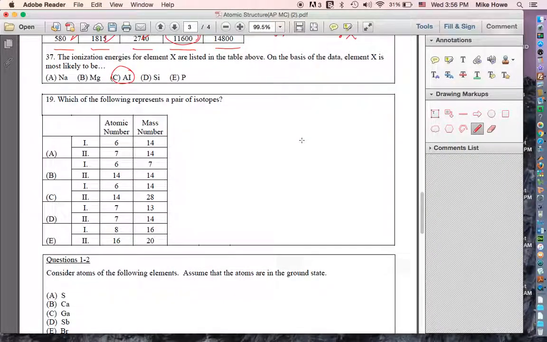Okay, now down here, which one represents a pair of isotopes? Isotopes have to have different numbers of neutrons. So let's just define those. Same element, but different neutrons. All right, so in this case, you can tell that number 1 is not the answer, letter A, because there's an atomic number of 6 and an atomic number of 7. In order to be the same element, they got to have the same atomic number.